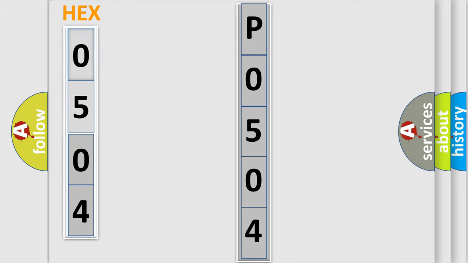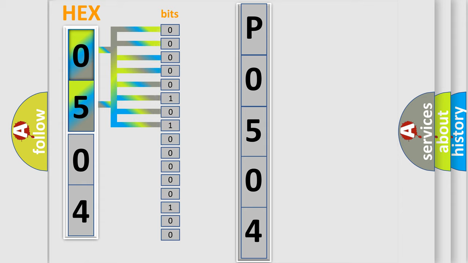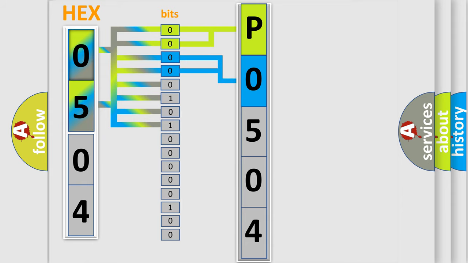The error code is split into two bytes consisting of 16 bits. One bit is the basic unit that each computer works with. The bit has two logical states: 0, low level, 1, high level. By combining the first two bits, the basic character of the error code is expressed. The next two bits again determine the second character. The last bits of the first byte define the third character of the code.